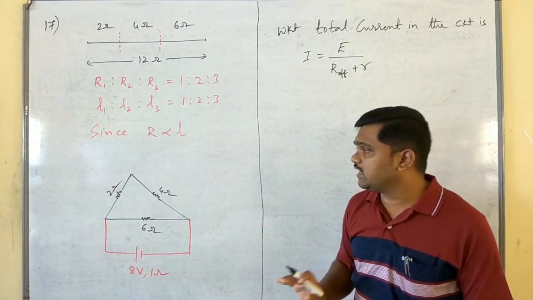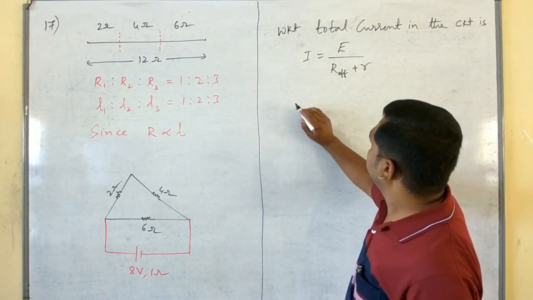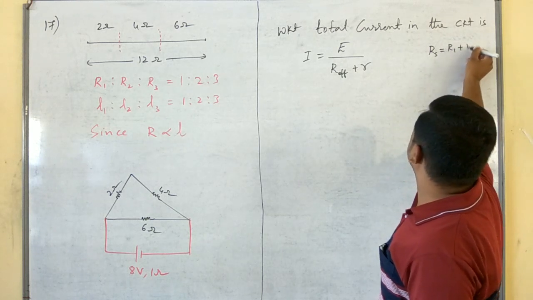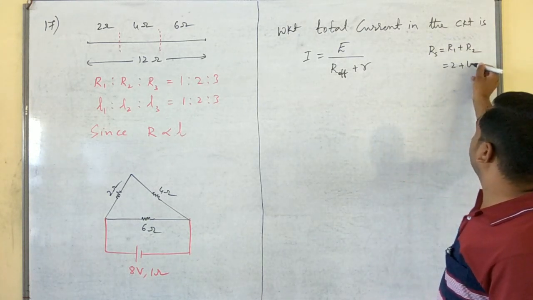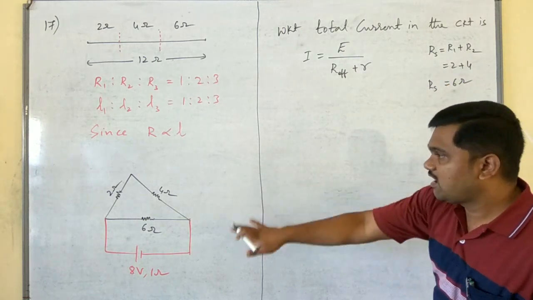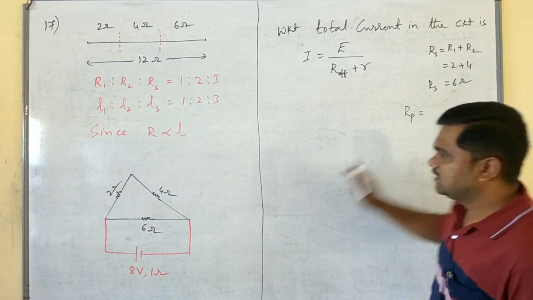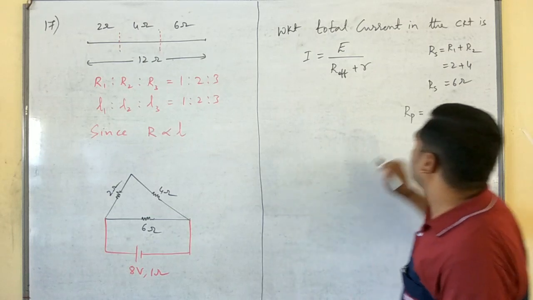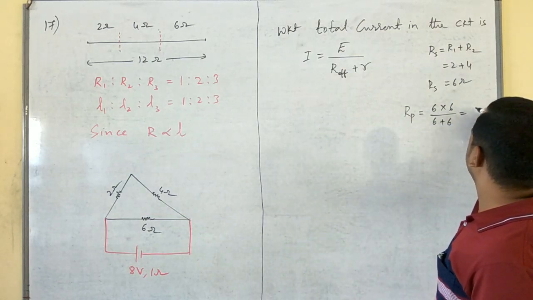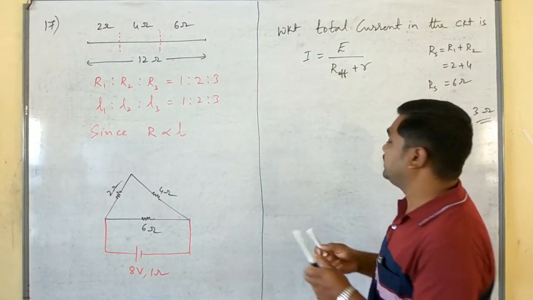What is R effective here? For these 2 and 4, we have to do separately RS. RS is equal to R1 plus R2, which gives you 2 plus 4, that is 6 ohm. Next, RP. RP is given as this 6 and this 6 are in parallel, therefore 6 into 6 divided by 6 plus 6, so that is 3 ohm. So that 3 ohm we have to write here.